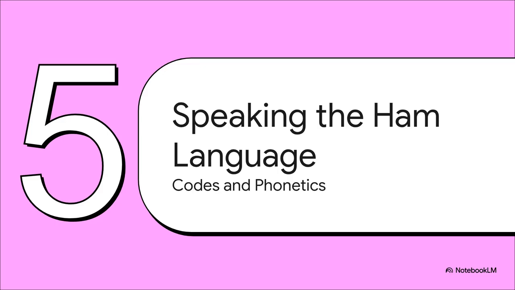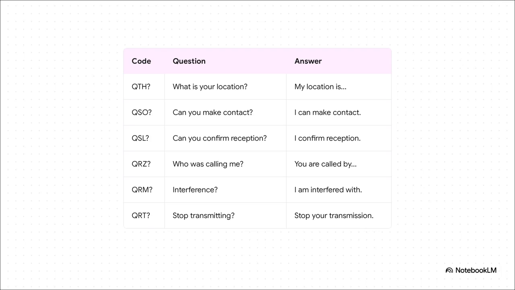Now, to make sure communication is fast and crystal clear, even when a signal is really weak and noisy, operators all over the world use a special shared language. It's a set of codes and alphabets that everyone, everywhere understands. At the heart of this are the Q codes. These are three-letter codes that are basically a universal shorthand. So instead of taking the time to ask, "What is your current location?" you can just say QTH. And if you want to say, "Yep, I got your message," you just say QSL.